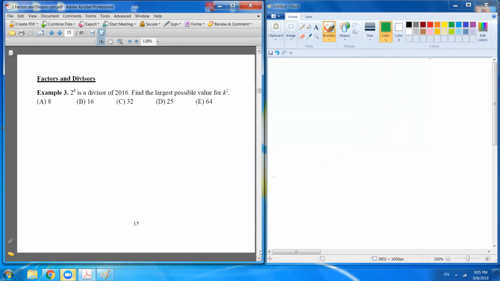And we do 2016 prime factorization like this, right? You see that? And after that, because 2 power k is divided, that means this one is divided. Okay? 2k, k is 5. And what about this one?